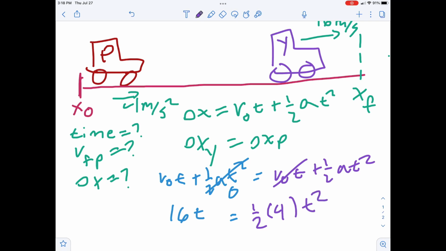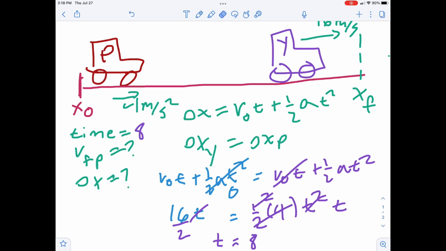So now I can cross out a t from both sides, and this will just become 2. So I get t is equal to 16 divided by 2, which is equal to 8. So I get t equals 8.